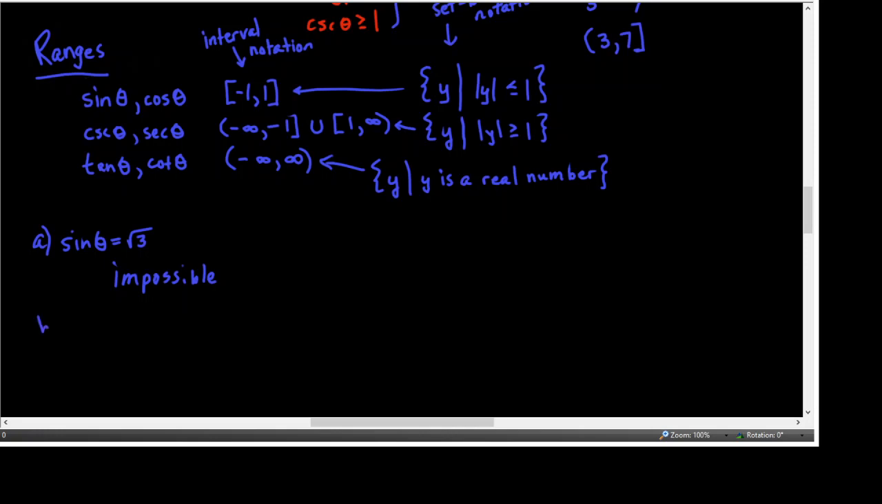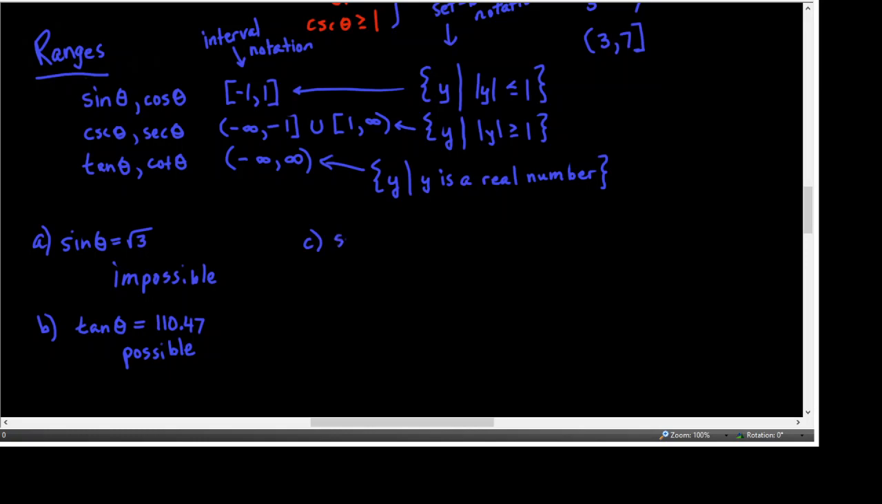B. Someone says that the tangent of theta has an answer of 110.47. Possible or impossible? Well, if you think about the range of tangent, it can be any real number, and 110.47 is a real number, so that's definitely possible. Okay. So that's not that hard. As long as you know the ranges and domains, you should be fine with these types of questions.